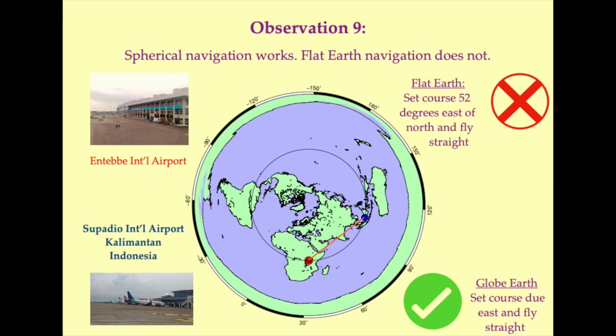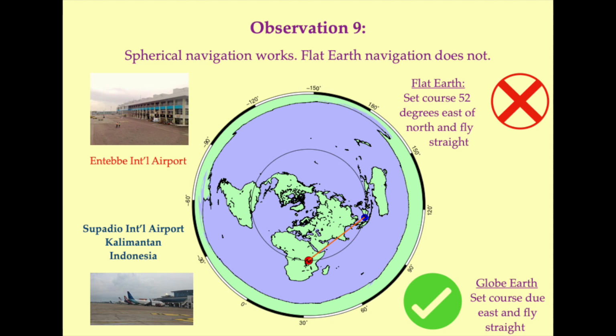Our ninth observational dataset consists of the simple act of navigation. Navigation works on a spheroidal Earth, it does not work on a flat Earth. I present here the simple case of Entebbe International Airport and Supadio International Airport in Indonesia. These two airports lie very close to the equator. Therefore, on the spheroidal Earth, all one needs to do is head east and fly in a straight line. On a flat Earth, one takes a bearing 52 degrees east of north and then flies in a straight line. You can certainly attempt this on the real Earth, but you will not end up anywhere near Indonesia.